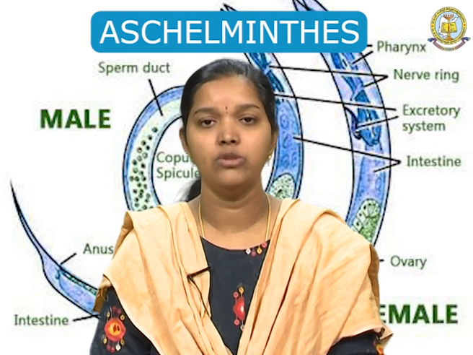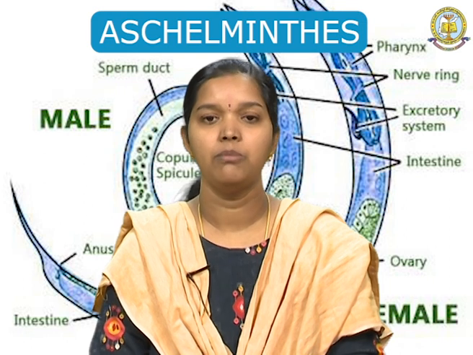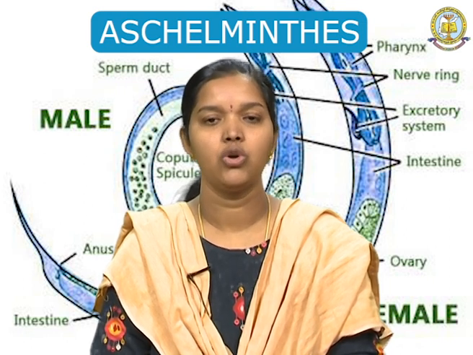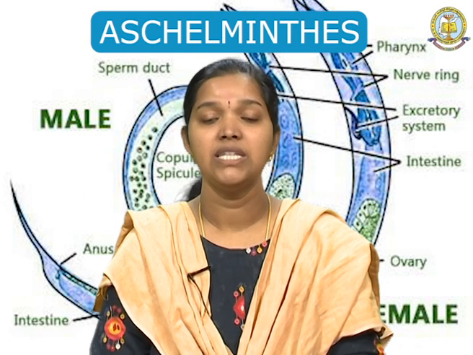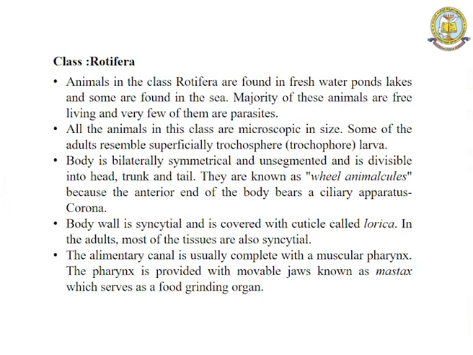Animalcules means small animals, with the anterior end of the body bearing the ciliary apparatus called the corona. That means they have cilia at one end, which is called the corona, and the body wall is syncytial and is covered by the cuticle, which is called the lorica. Syncytial means a single cell with multiple nuclei. So, it has a cuticle at the surface.